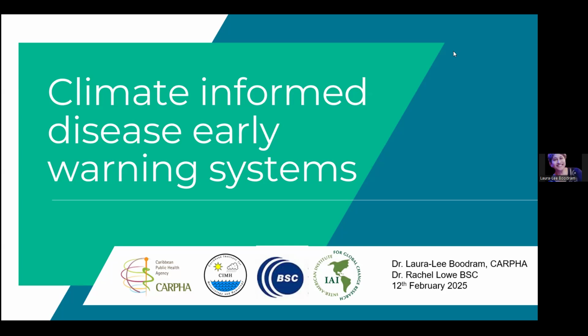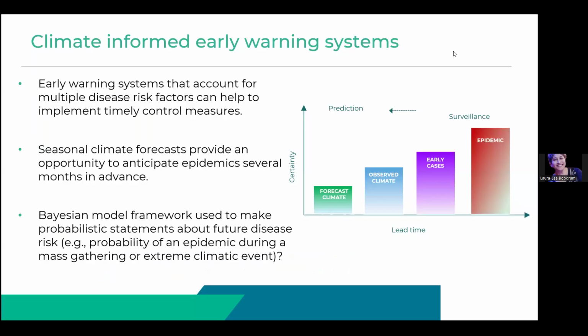So first of all, there's a caveat to this presentation. A lot of this work is actually the brainchild of Dr. Rachel Lowe, who's based at the Barcelona Supercomputing Center, and she is a fantastic mathematician and biostatistician. So if you have any hard questions, yes, I'll take them, but I may give you an answer a little later on. Okay, so just delving a little bit into climate-informed early warning systems.